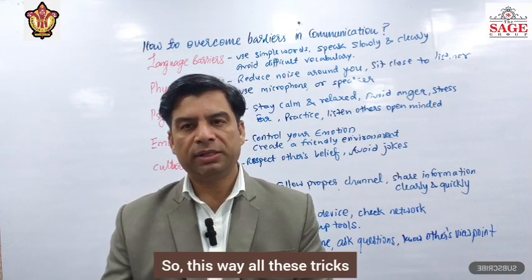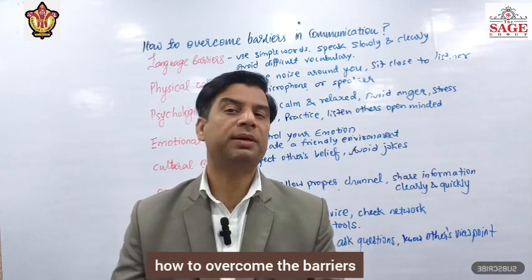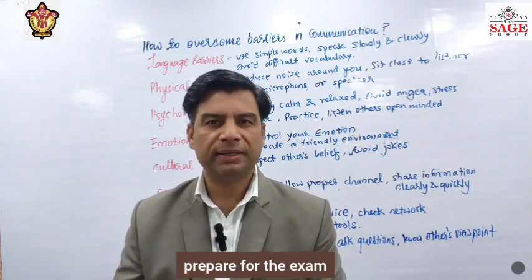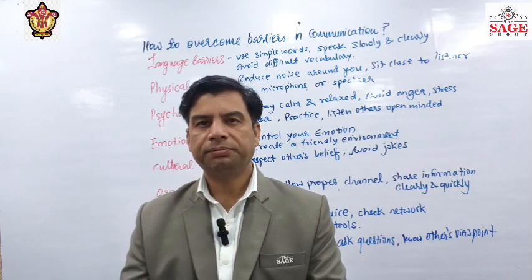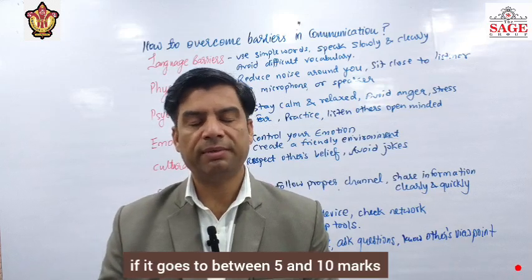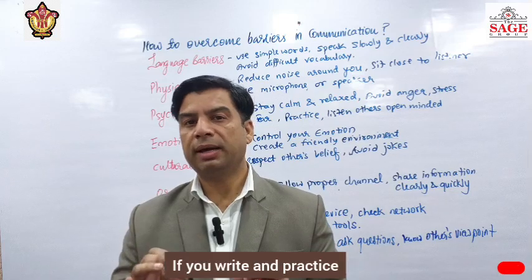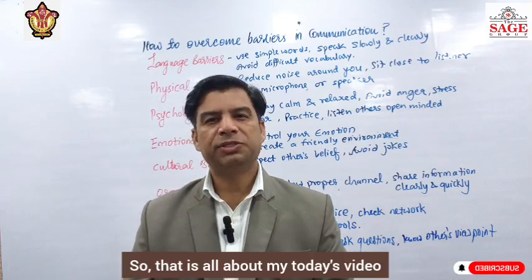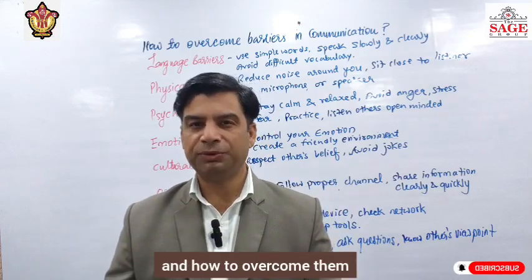So this way, all these tricks, all these suggestions will help you understand how to overcome the barriers, और साथ ही साथ इसमें आपको हेल्प मिलेगी एग्जाम को लेकर प्रिपेयर करने के लिए. तो अगर ये क्वेश्चन आता है एग्जाम में डियर स्टूडेंट, तो आपको इसे कम से कम 500 वर्ड्स में लिखने की जरूरत होती है इफ इट गोज टू बिटवीन 5 एंड 10 मार्क्स। सो प्रैक्टिस इट, लिखकर प्रैक्टिस कीजिए। अगर आप लिखकर प्रैक्टिस करते हैं तो चीजें आपके दिमाग में जल्दी से आ जाती हैं। Hopefully you understood the concept of barriers and how to overcome them.